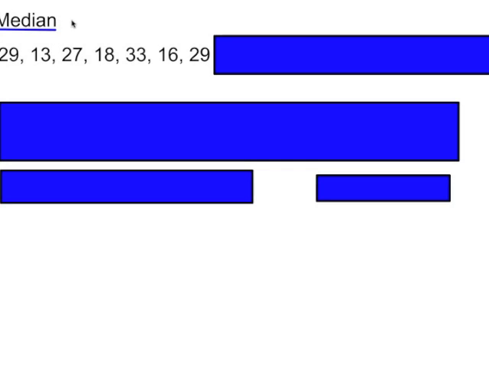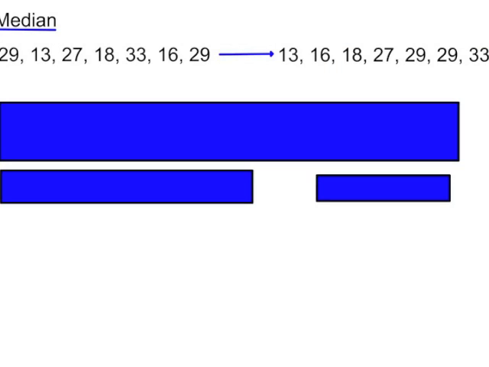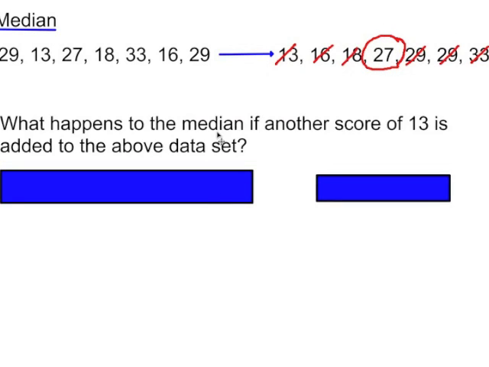The median represents the middle value of a set of scores. The first thing we need to do when calculating the median is to put the scores in order. Once we've done that, we can work from the outsides in to find the single value located in the middle of the data. What happens to the median if we add an additional score of 13?